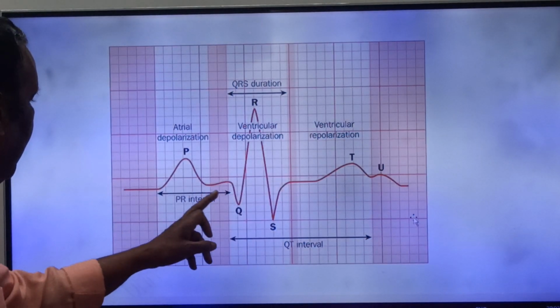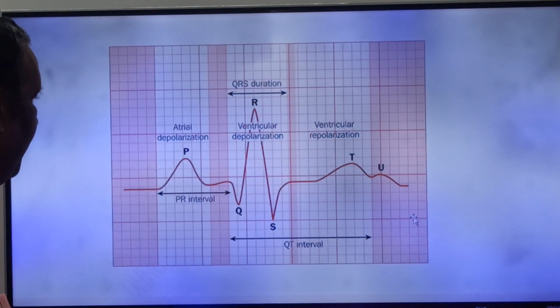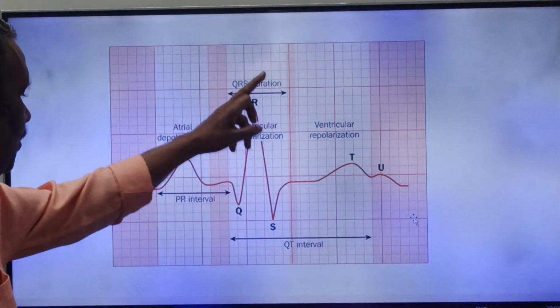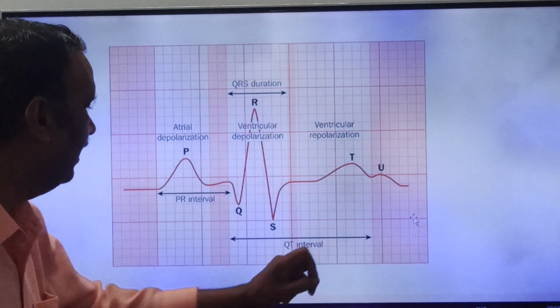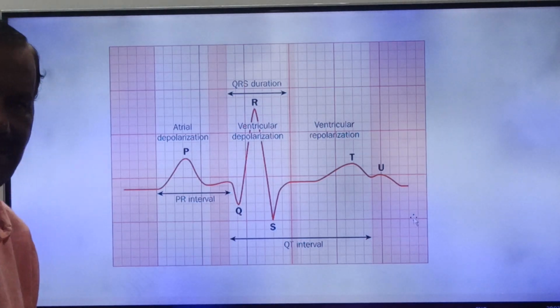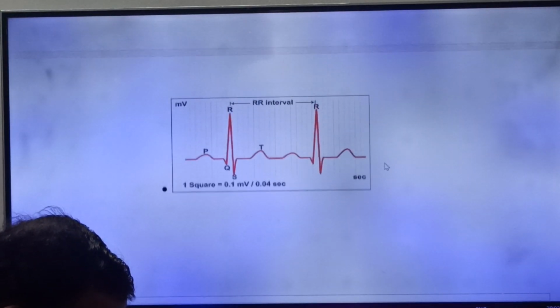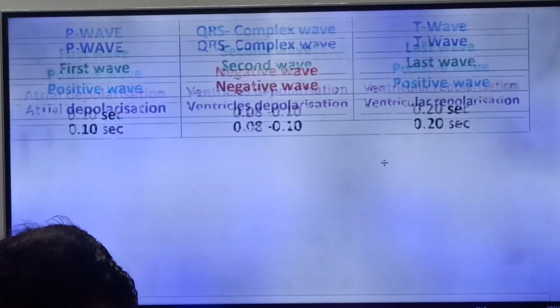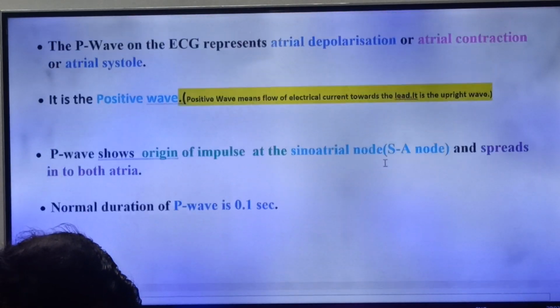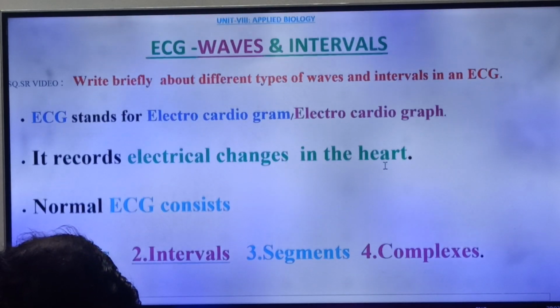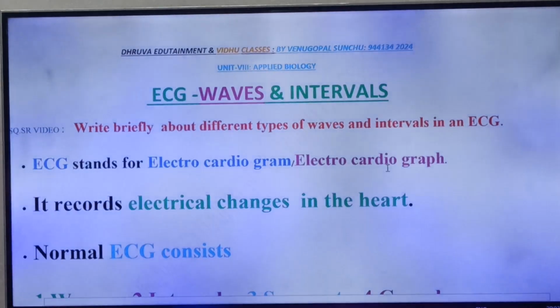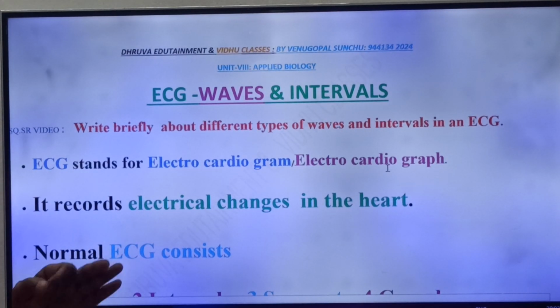See, friends, this is the PR interval. Now, QRS interval, QT interval and RR interval. Once again, what is our question, friends? Write briefly about different types of waves and intervals in ECG.